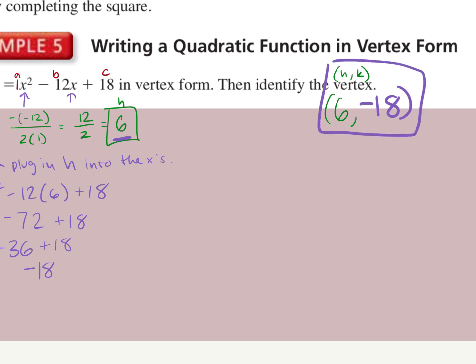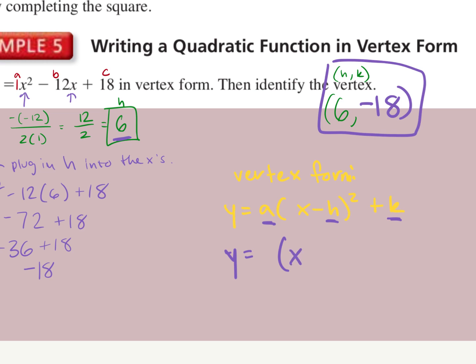Once we have our vertex, we can plug it into vertex form. So our vertex form is that equation at the top. We have y is equal to a times x minus h squared plus k. So we're going to plug in our h, k, and a. A comes from our original equation. What's our a? 1. So I'd have y is equal to 1 times, do I need the 1 there if I'm multiplying it? Nope. If it was any other number other than 1, you'd write it, but since it's just 1 and we're multiplying, we don't need to put it.